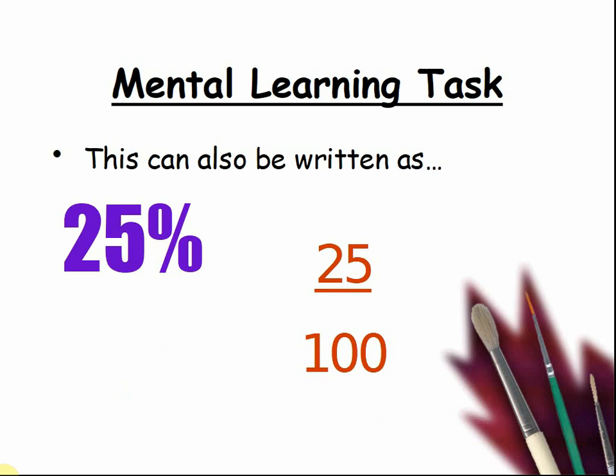If you look at it, how many 25s are there in 100? There are 4 25s in 100. 4 times 25 equals 100. So that equals 1/4.